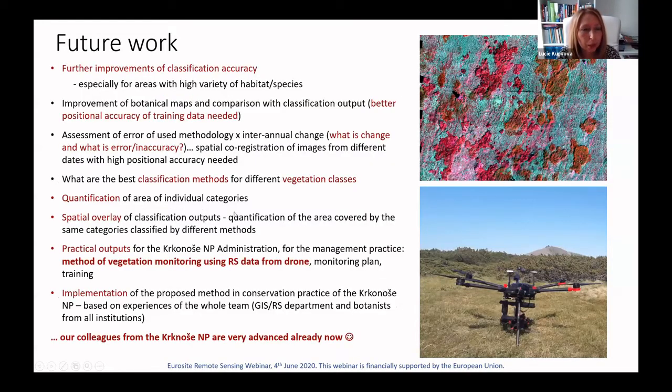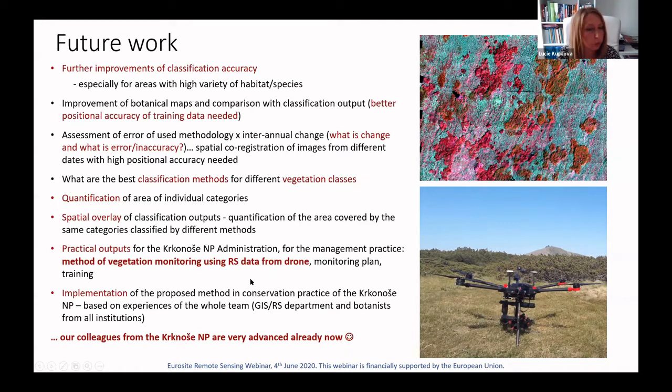Future work: we would like to improve the accuracy of classifications and the positional accuracy of training data. We would also like to distinguish what is really change, and which classification methods are good for particular categories. We would like to quantify the area of individual categories and also the area covered by some categories in different classification methods. We would like to compare this area.